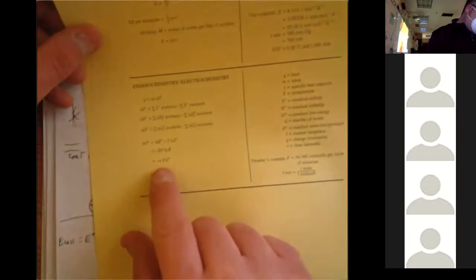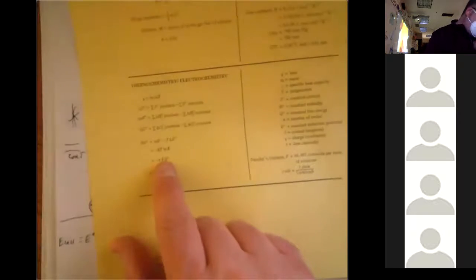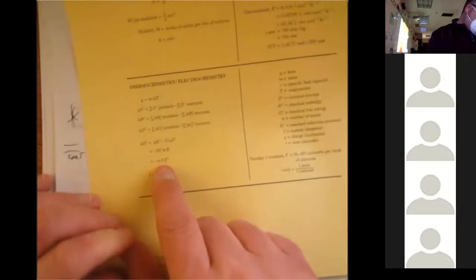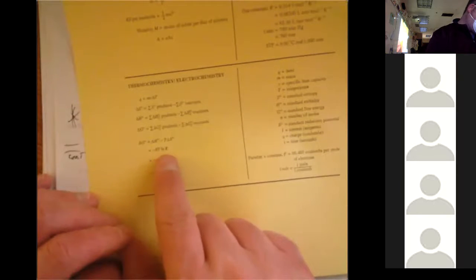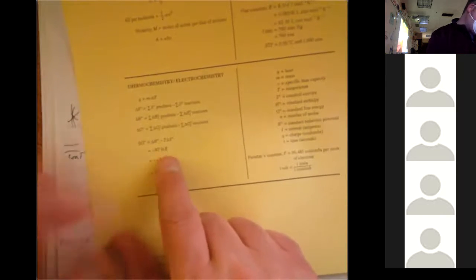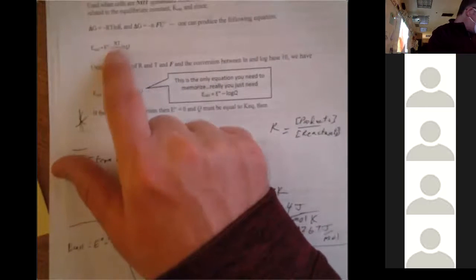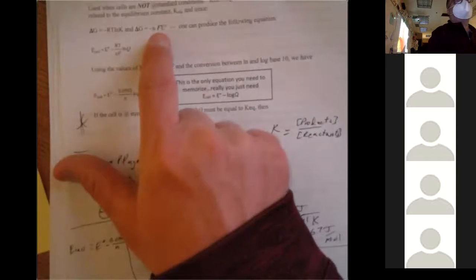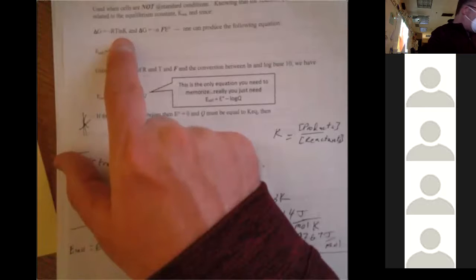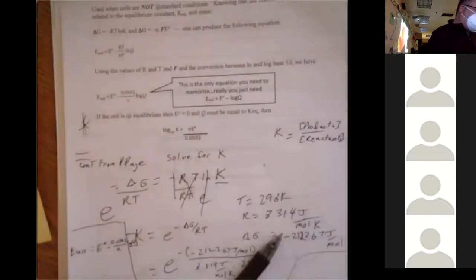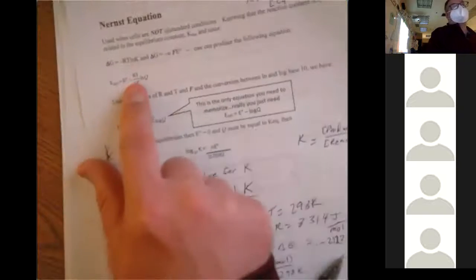So if we take a look, you would actually have to create this if you don't memorize it, because it is not on here. But they do give you delta G, RT natural log of K, which you could then rearrange, using delta G equaling negative nFE and delta G equaling negative RT natural log of K. Basically set those equal to each other and come up with this.